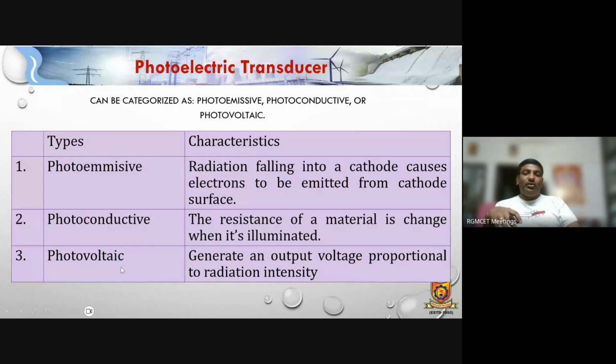And photovoltaic: as light energy falls on the photovoltaic cell, it produces a voltage. So emissive, conductive, voltaic are the three different types of photo transducers. Whenever radiation falls on photoemissive devices, the cathode produces electrons. Photoconductive changes its resistance. Photovoltaic produces a voltage.